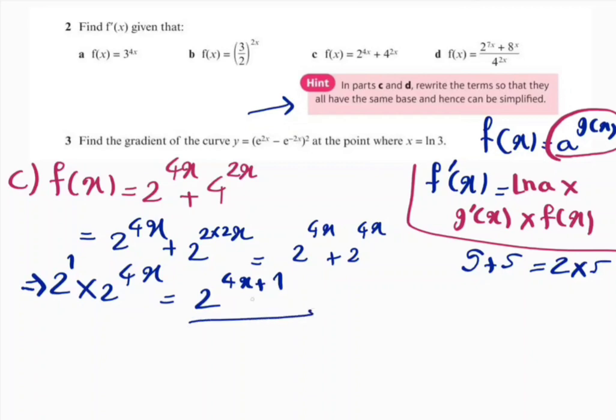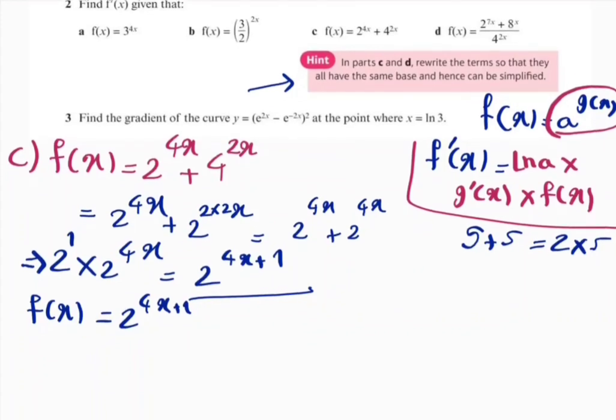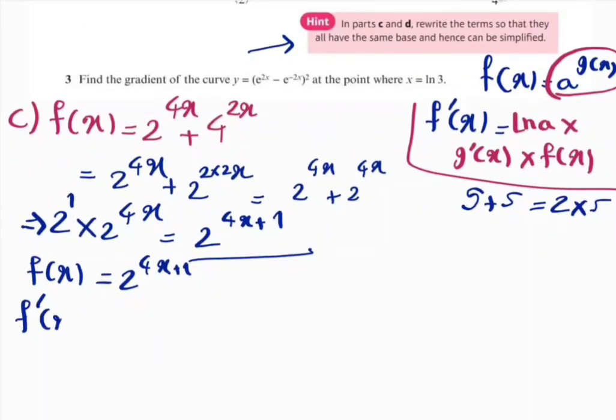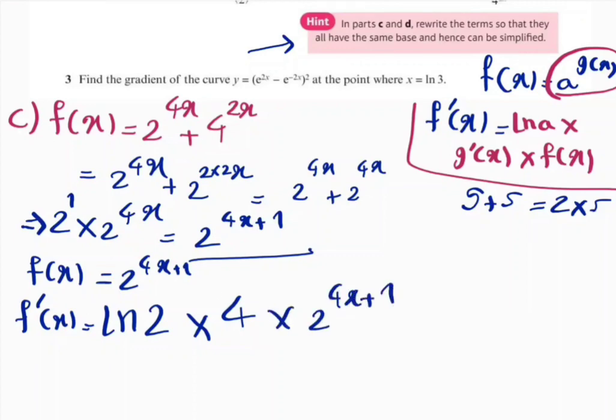And now we can differentiate this. So this is our f of x. Just write this again. f of x is equal to 2 to the 4x plus 1. Now let's differentiate this. f dash x is equal to exactly the same thing. The only different thing about this question was being able to write it in this way. So natural log of the base times the derivative of the power, which is just 4, times the function 2 to the 4x plus 1. And that's it, because we can't simplify this any further.